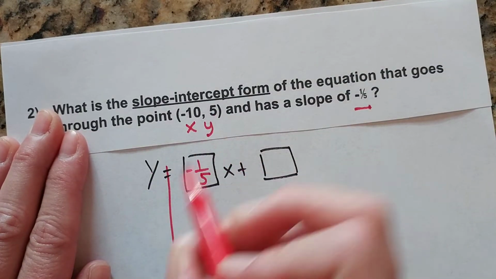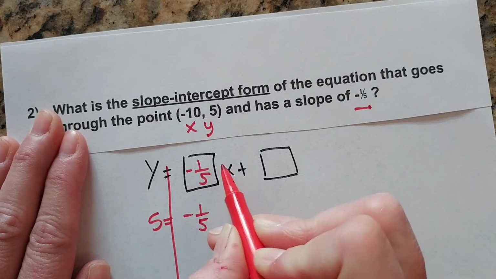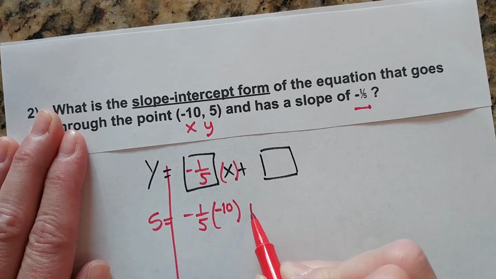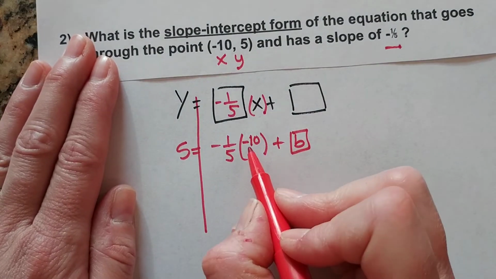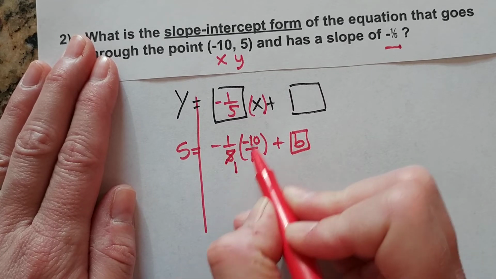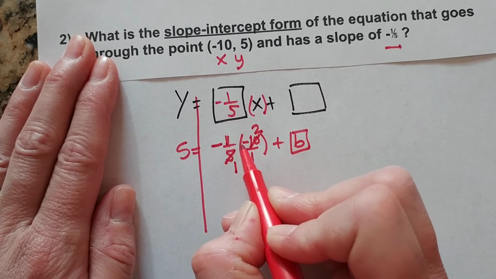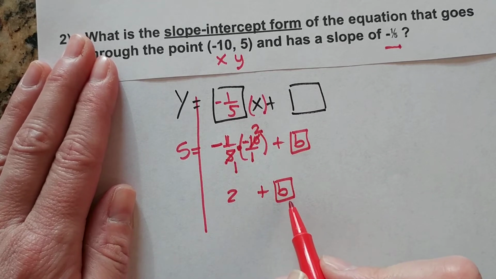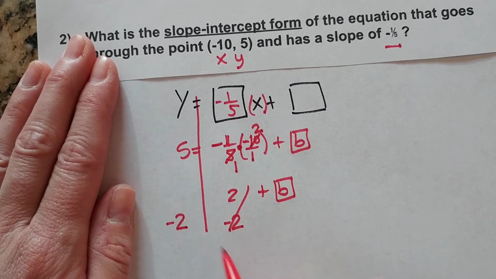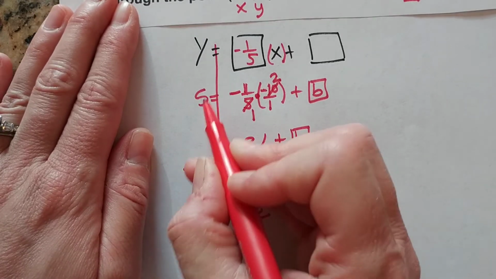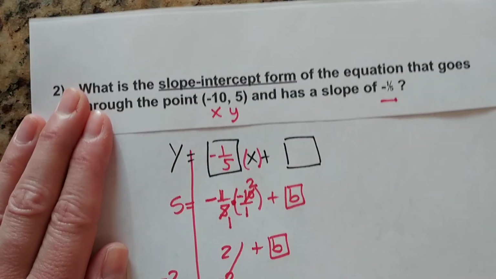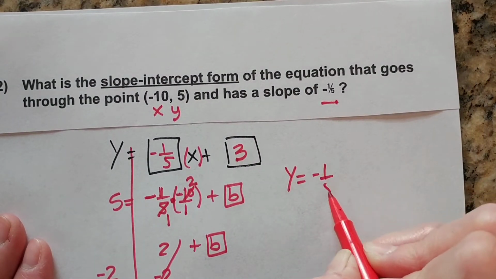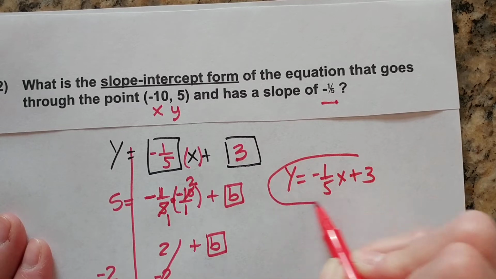So I'm going to change y into a 5. This is multiplication. So multiply, and I'm going to replace x with the x-coordinate of negative 10. And I'm solving for b. Make this a fraction. Divide by 5. Divide this by 5. Negative 1 times negative 2 is positive 2. Now to get the b by itself, I subtract 2 here and here. And b is equal to 5 minus 2. So the y-intercept is positive 3. So the equation of the line is y equals negative 1/5 x plus 3.